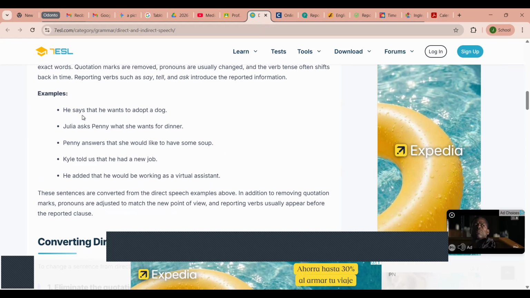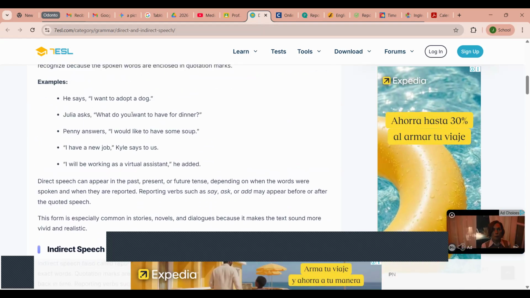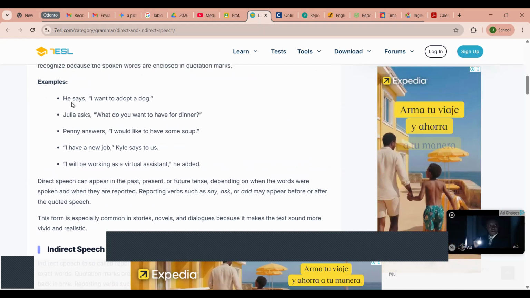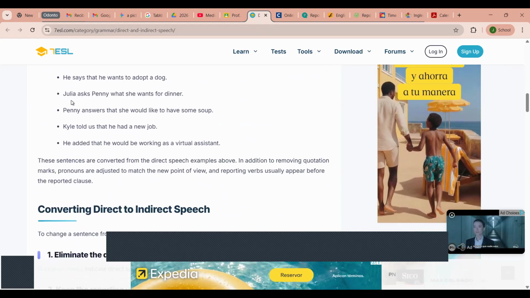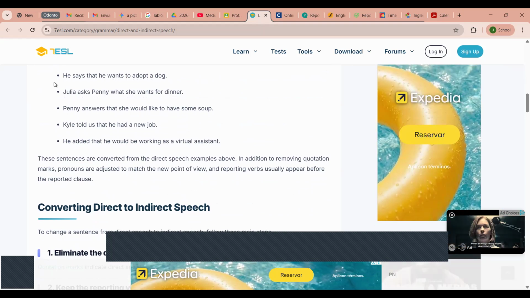What do you notice here? In this sentence, it had quotation marks. The quotation marks are no longer needed. It's no longer a direct sharing from one person to the next.